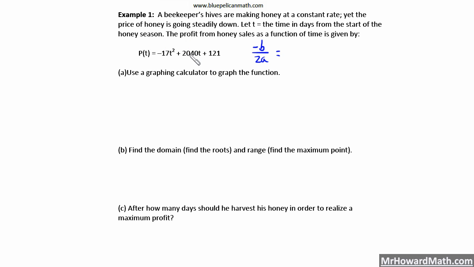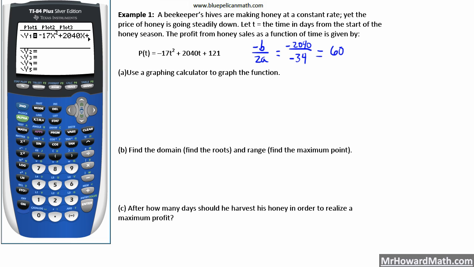So that's equal to negative B, which would be negative 2040, over 2A. So 2 times negative 17 would be negative 34. So we have negative 2040 over negative 34, and if we put that in our calculator, that gives us 60. So our vertex should be about 60 x-coordinate wise. So let's work on our window here.